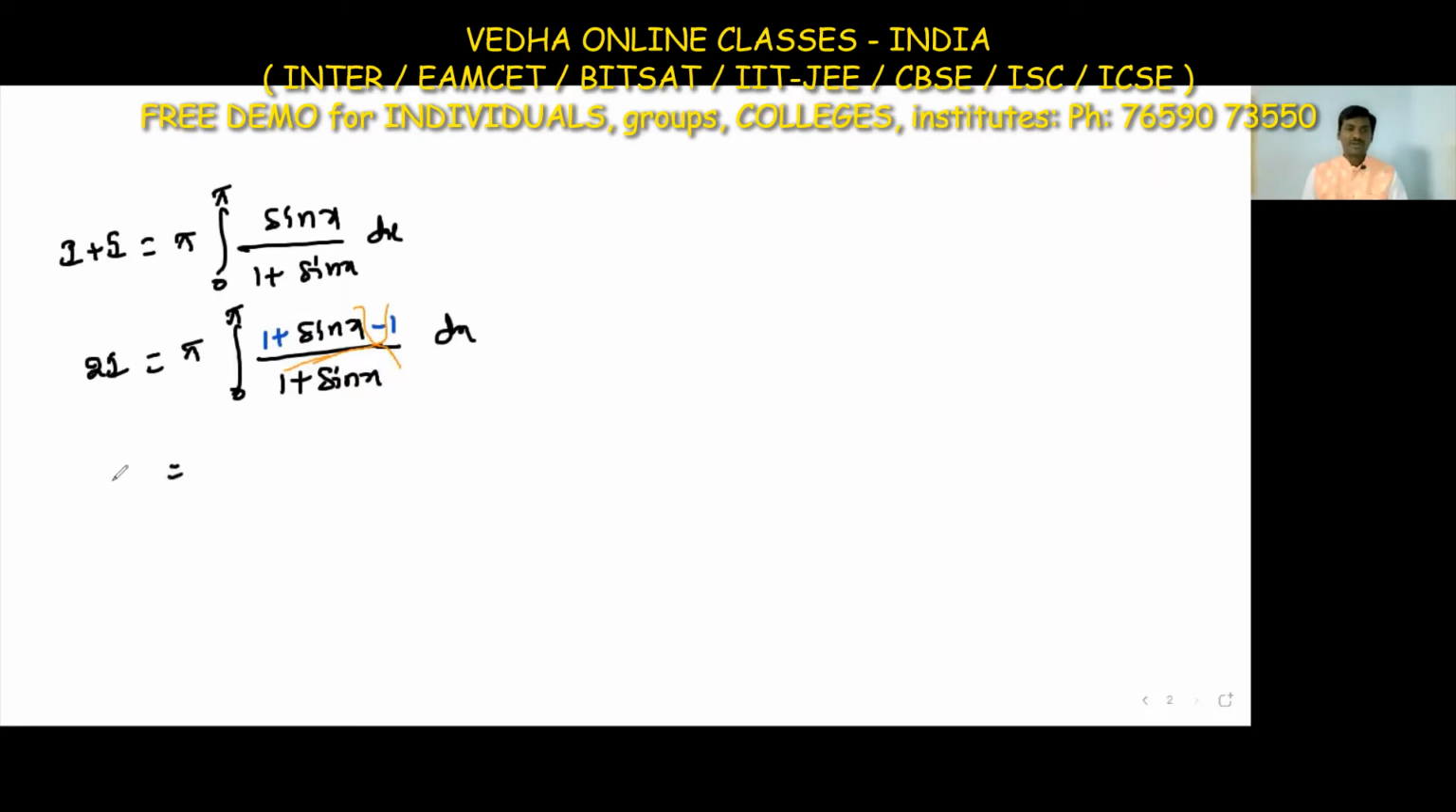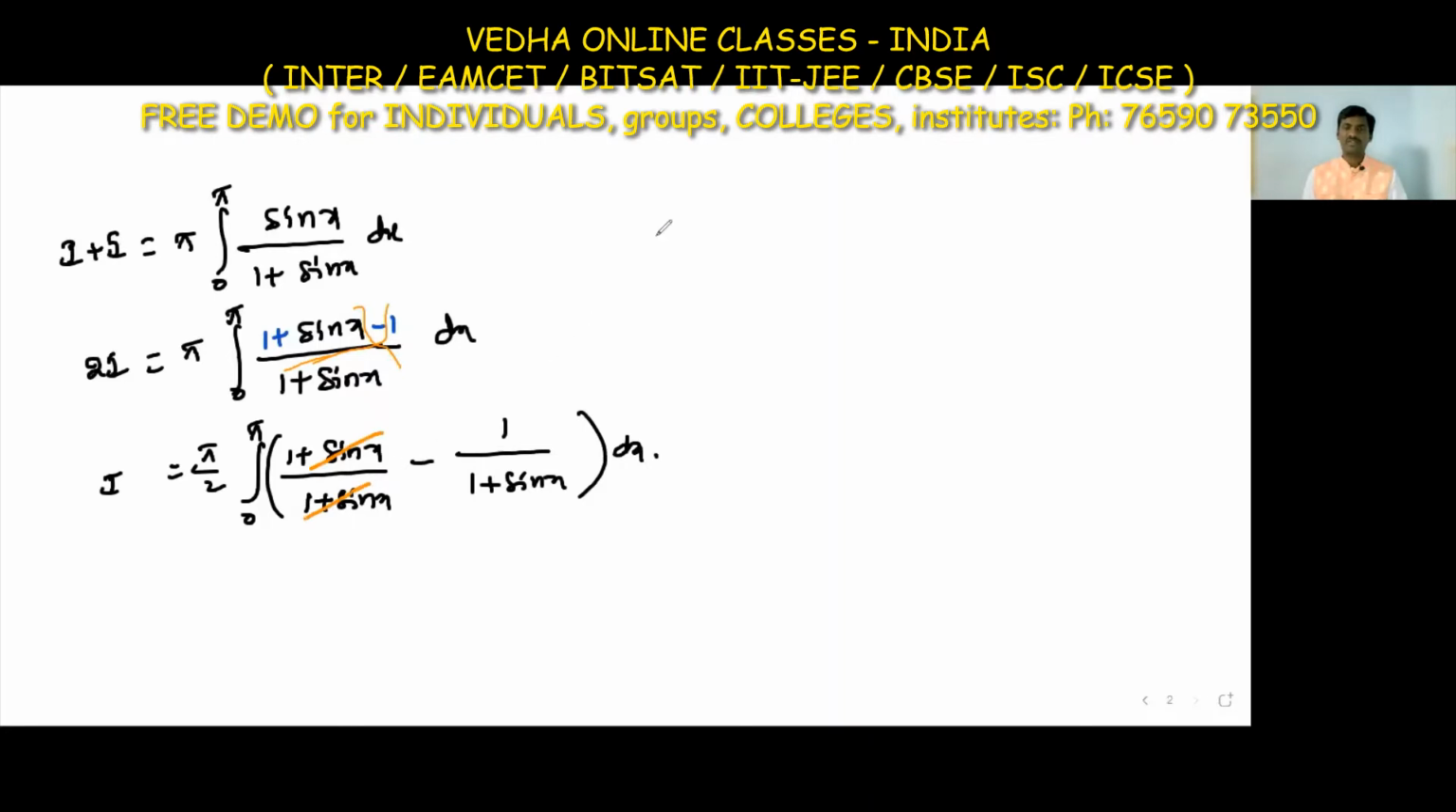Okay, so now I is equal to, if we take this 2 to that side and divide by 2, pi by 2 times the integral from 0 to pi of (1 plus sin x) divided by (1 plus sin x), minus 1 divided by (1 plus sin x), whole dx. Here 1 plus sin x and 1 plus sin x cancel, so we get 1 here.